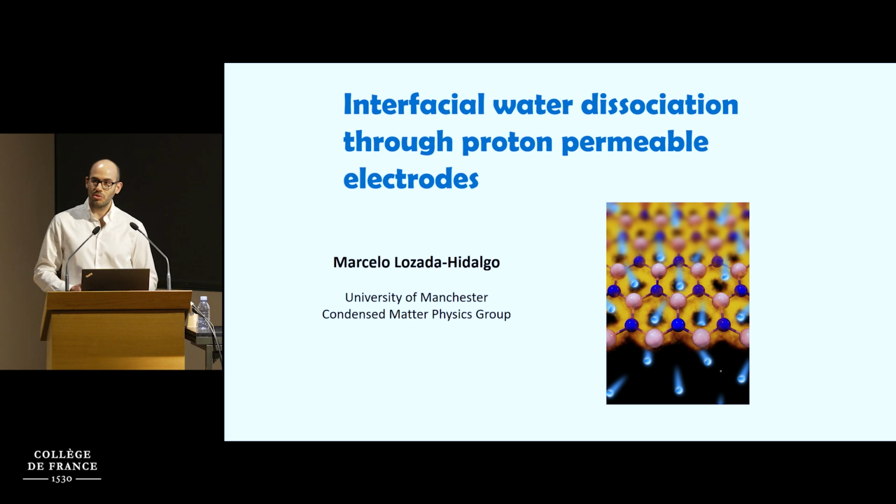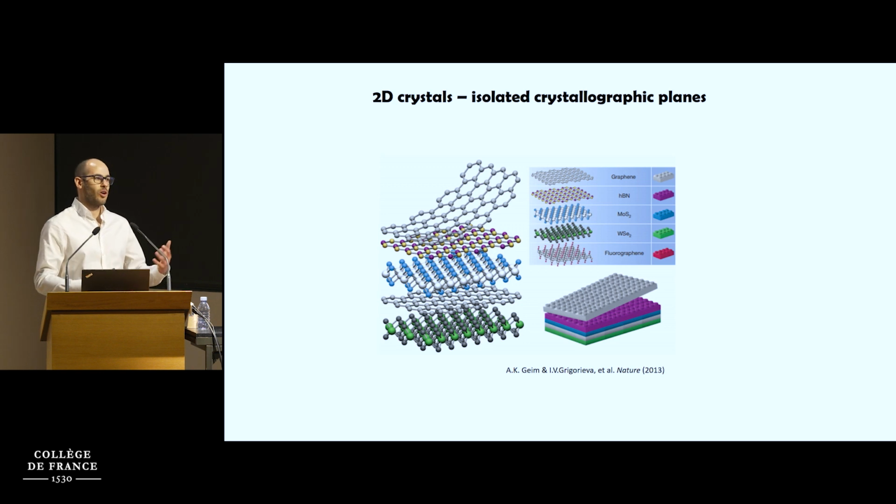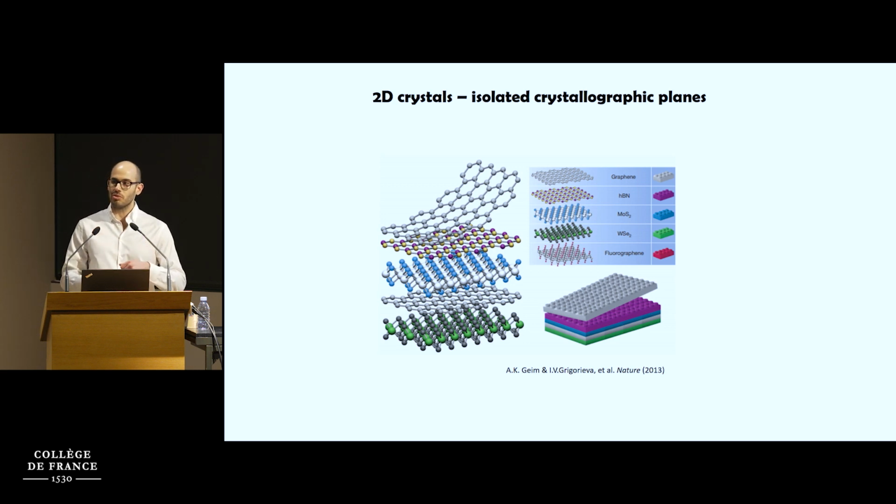So today I would like to talk to you about our work investigating interfacial water dissociation through proton permeable electrodes. You may be aware that there's a large group of materials like graphite and hexagonal boron nitride, which consist of atomically thin layers stacked on top of each other. The bonding between these layers is very weak, so it's possible to mechanically peel one of these layers to form a two-dimensional crystal.